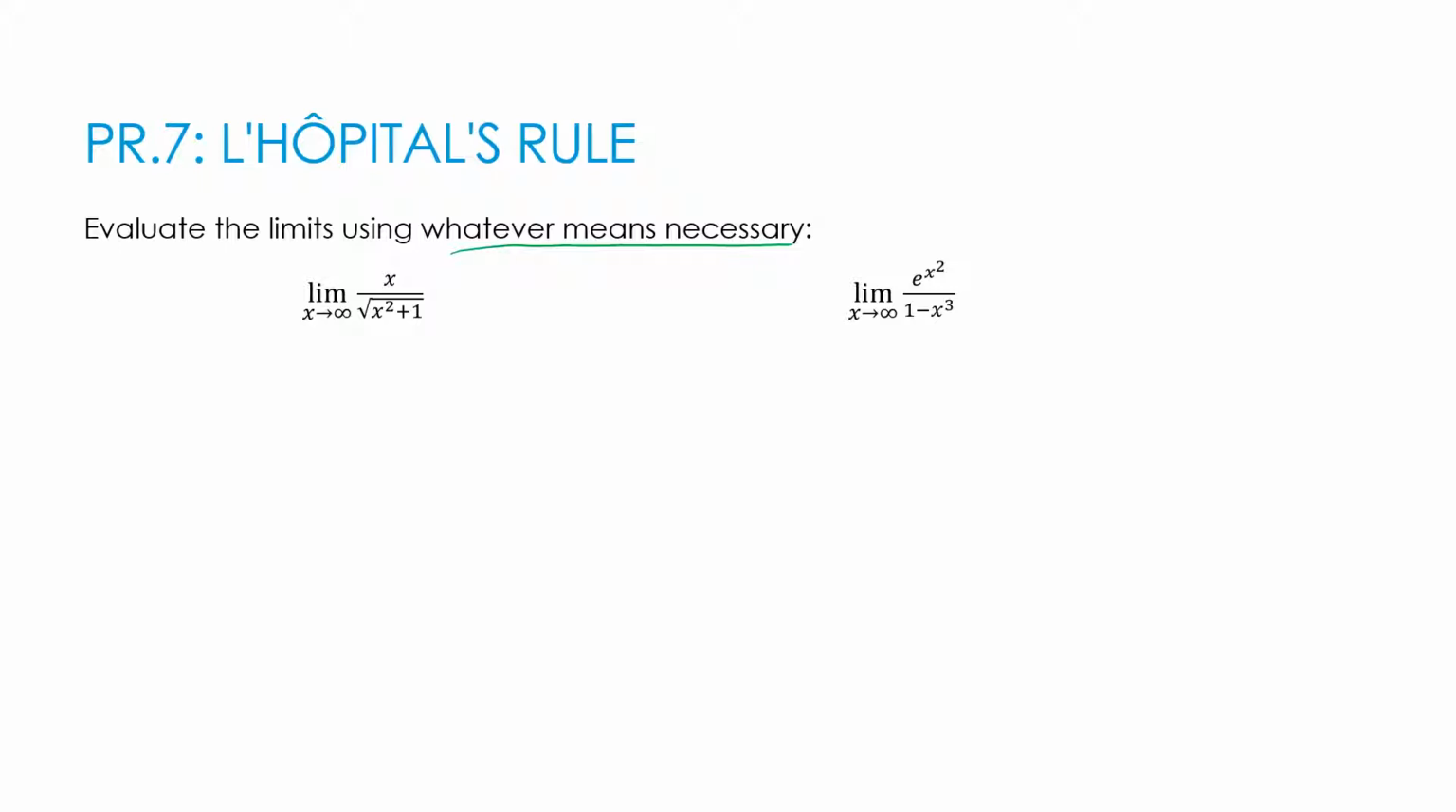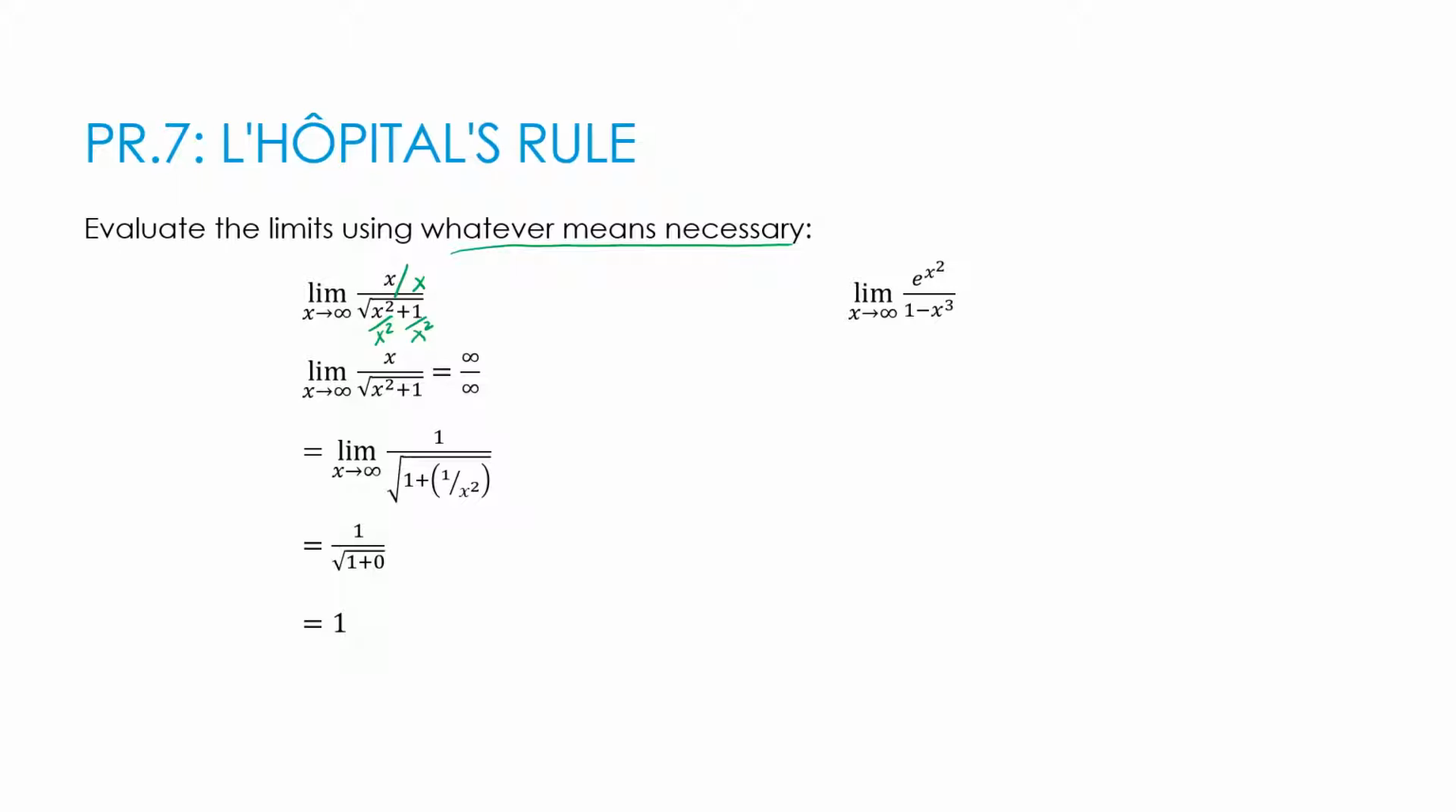So again, for the first one, just using direct substitution, it's clear that I'm going to end up with infinity over infinity. And that's no good. So the method that I'm going to use is not L'Hopital's rule in this case. I'm going to divide everything by x. And keep in mind that if I do that inside the radical, I'm really dividing by x squared.